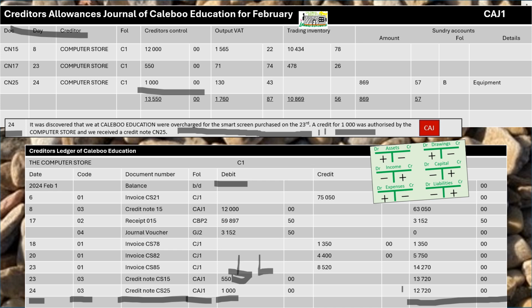Remember, when we get a credit from the computer store, it goes into the creditor's allowance journal. And in our books, we debit the computer store's account, a decrease in what we owe to them, a decrease in liabilities.